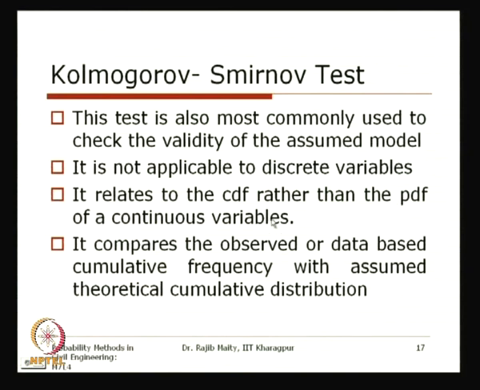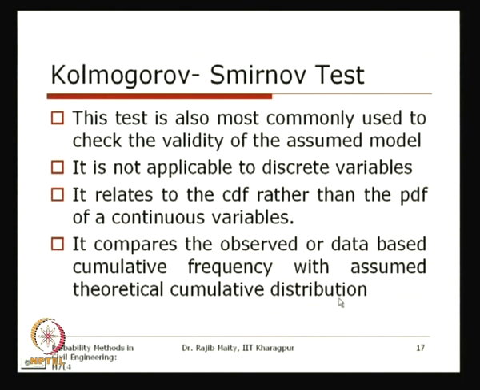So earlier, what we have seen is that when we are talking about the chi-square test, that is basically a PDF that we are talking about. Here this KS test is generally based on the CDF, that is cumulative distribution function, and it compares the observed or database cumulative distribution with the assumed theoretical cumulative distribution.